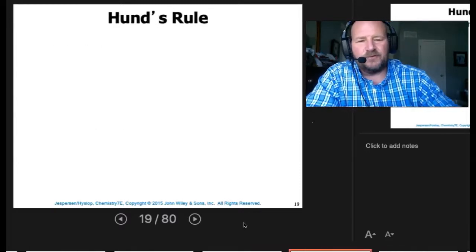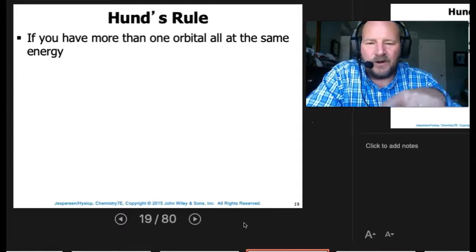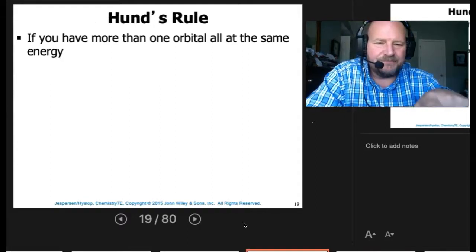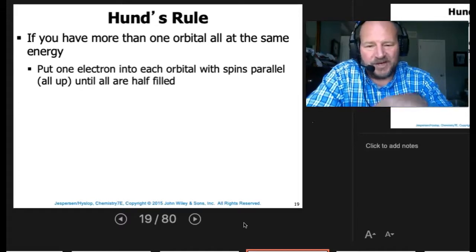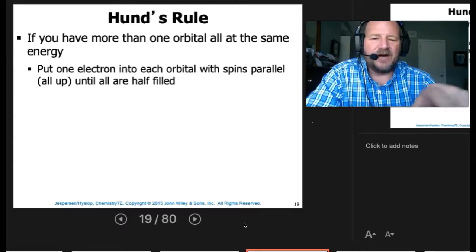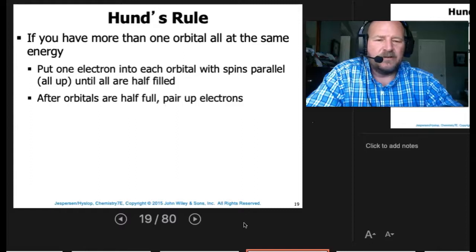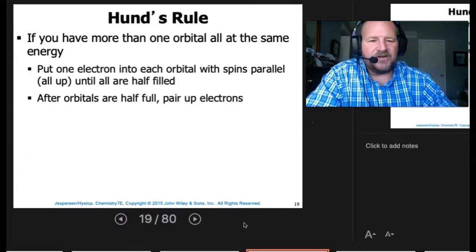Now, Hund's Rule comes in and says, if you have more than one orbital all at the same energy, so like a p orbital, then what we're going to do is put 1 electron into each orbital with spins parallel, all up until all are half filled. Then after the orbitals are half full, we'll start to pair the electrons up.